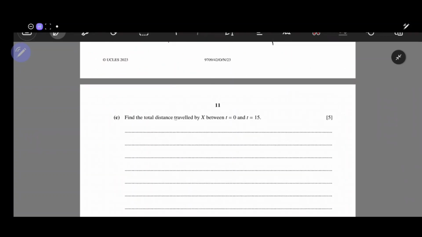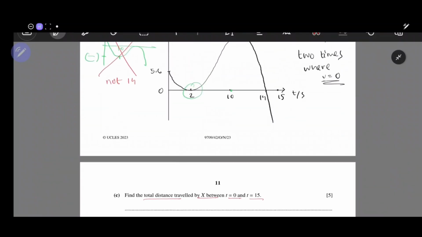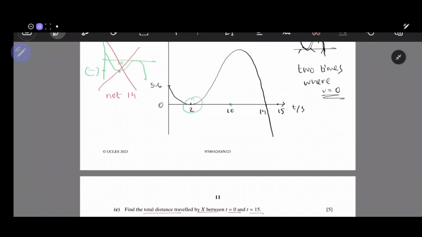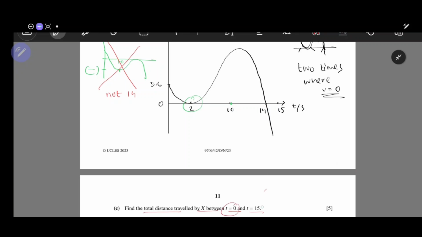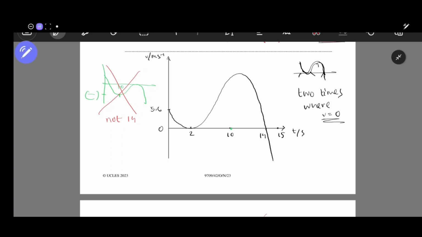Find the total distance traveled by x between t equals 0 and t equals 15. So since they're asking us to find the distance, we just find the area under the graph for the given range. So let's look at the areas. We have this region from 0 to 2, that is a positive area, so no problem. We have this region from 2 to 14, another positive area, so we don't have a problem with that. But there is a region from 14 to 15 which is under the graph, so negative.